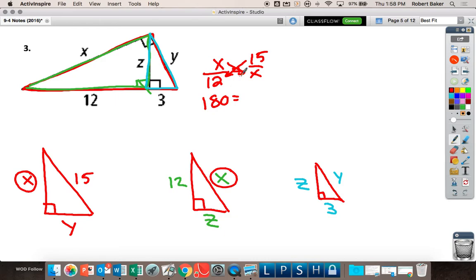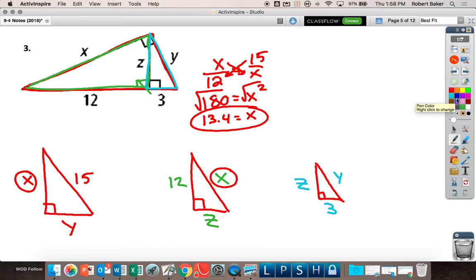X times X is X squared. To get rid of the X squared, you do a square root. The square root of 180 is 13.4. The square root of X squared is X. One down, two to go. You want to solve for Y or Z next? Y first.